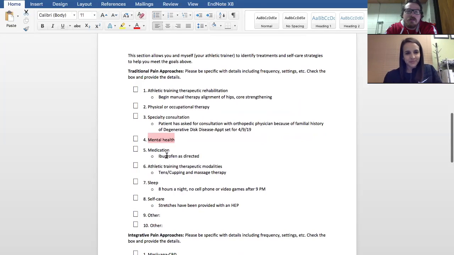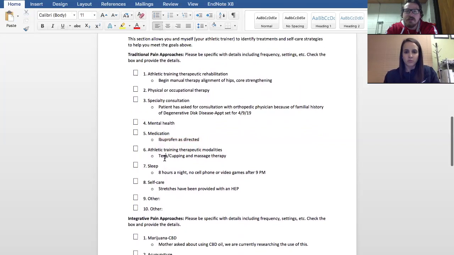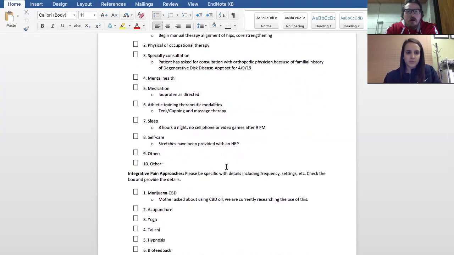Medication, I didn't want anything too strong. For pain, just ibuprofen as directed, or Tylenol. And then, of course, he's on his own personal medications. We're going to look at using TENS and cupping and massage therapy as therapeutic modalities just because I'm kind of limited with what I have here. But those are a few of the machines that I do have. And then, just again, sleep, self-care. I've provided stretches along with a home exercise plan for him to perform at home.